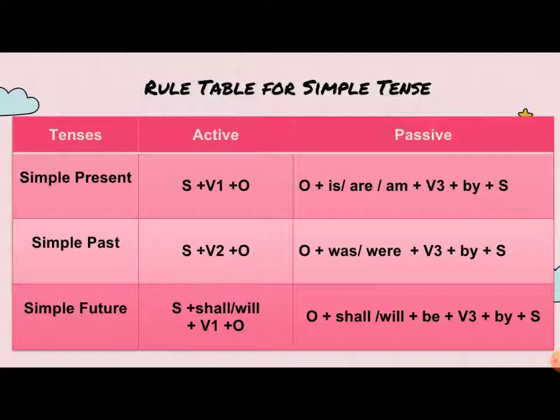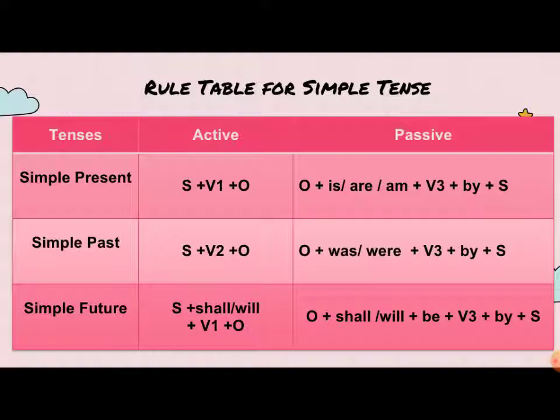And in between, because the sentence is in the present tense, you will use the helping verb is, are, am, and the action word will change into the past participle form of the word, and then you have to add the preposition by. Okay, so the structure will be object plus is, are, am plus V3 plus by plus subject.